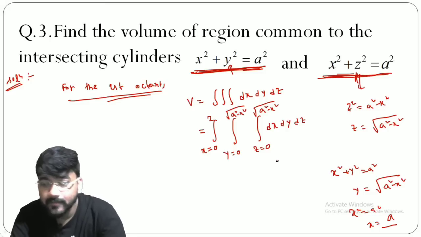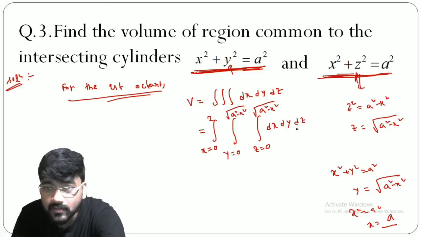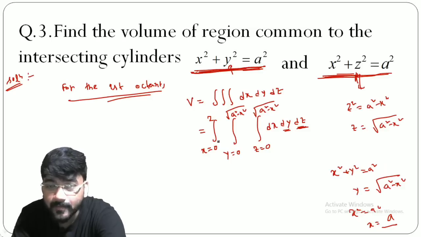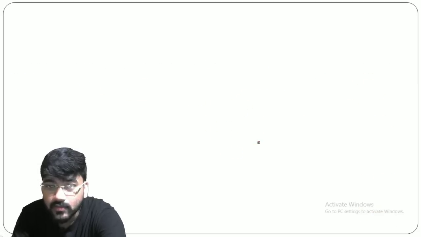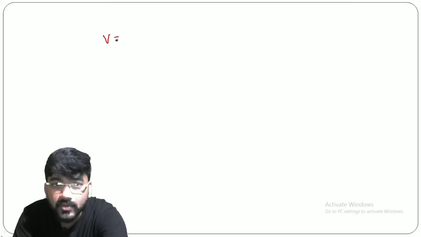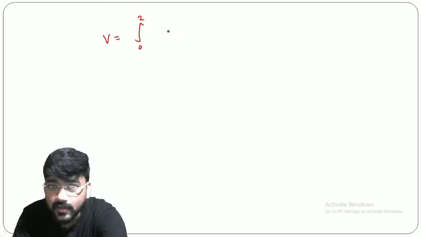Now you can do it easily. First we integrate with respect to z, so this will be dz. Then with respect to y, it will be dy, and you can see that when you do the integration for z and y, the whole integration will be expressed in terms of x, and then you have to just integrate with respect to x. So V will be the integration from 0 to a, dx.